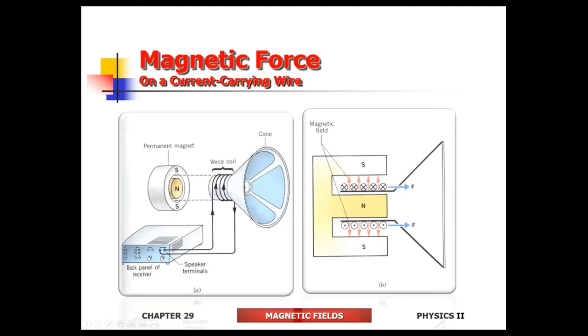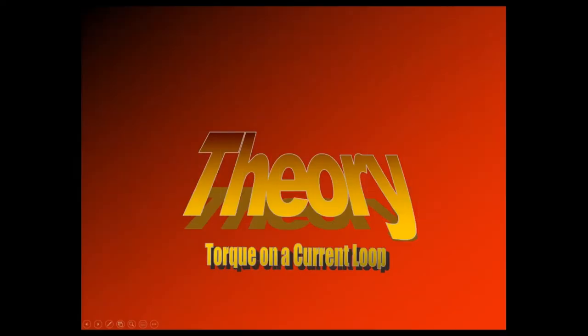So if you're trying to generate a 100 cycles per second frequency, you have to reverse the direction of the current 100 times per second. As a result, the cone is going to vibrate 100 times per second. So that's how the technology works.